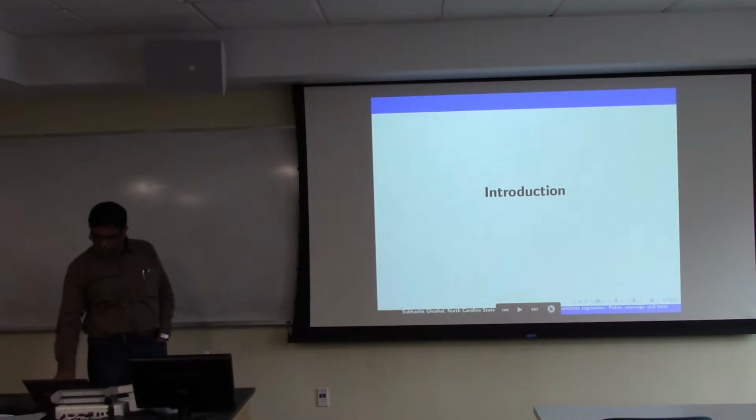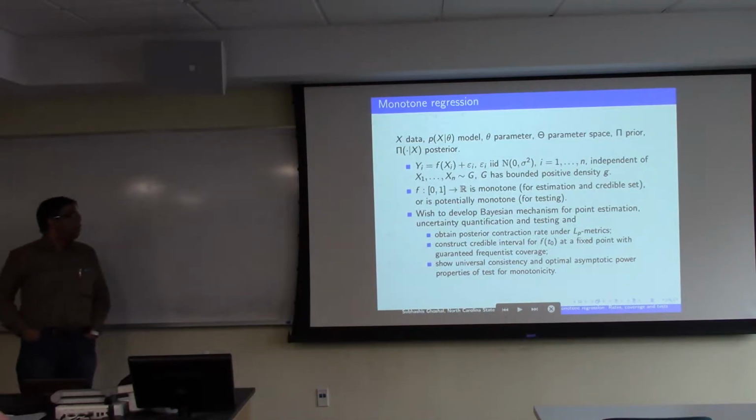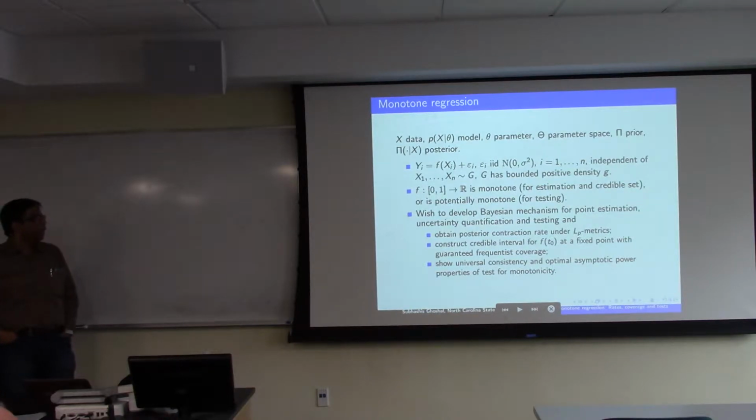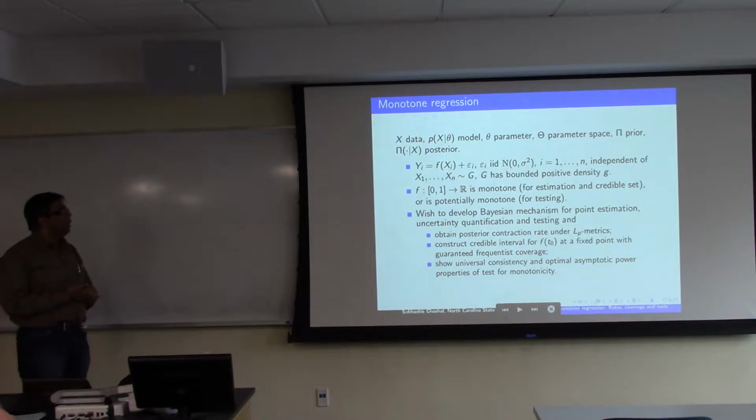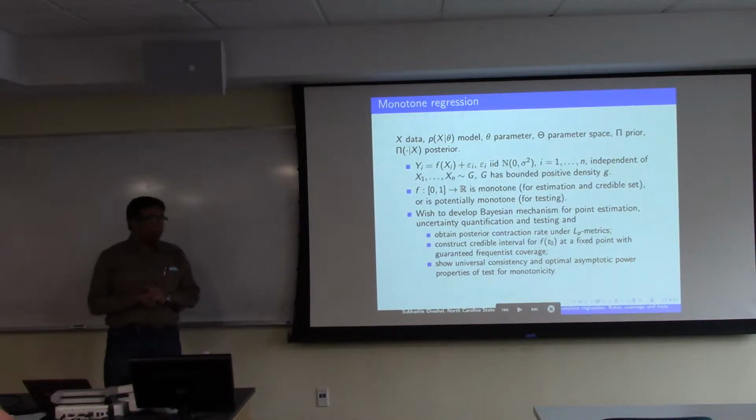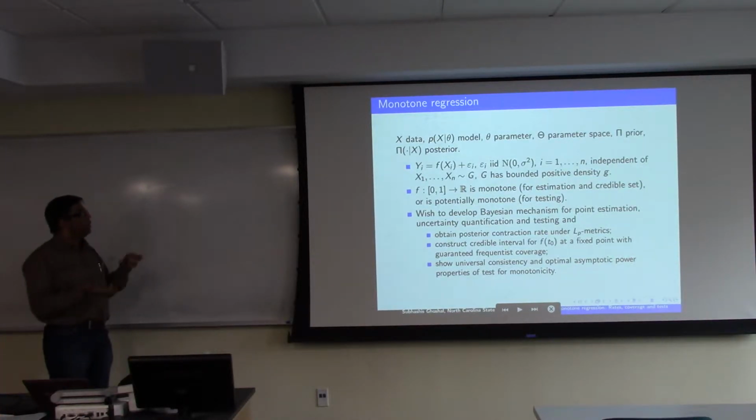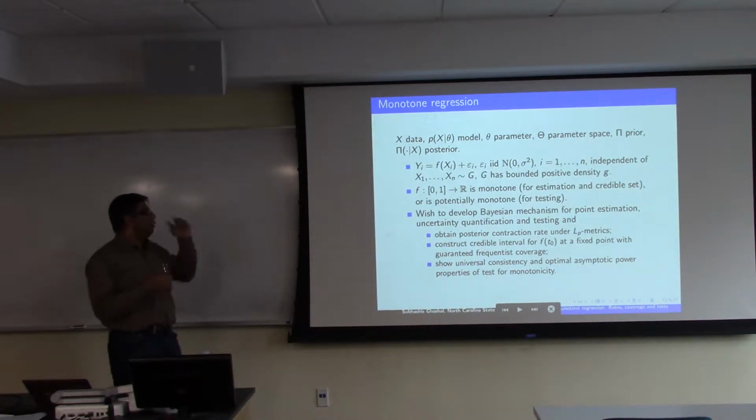So the basic description of the problem is like this. You have data x, and you have a model for the data in terms of some parameter, and then you put a prior distribution on the unknown quantity, and then you compute the posterior distribution. That, in a nutshell, is the Bayesian approach, if anybody has not seen that before.